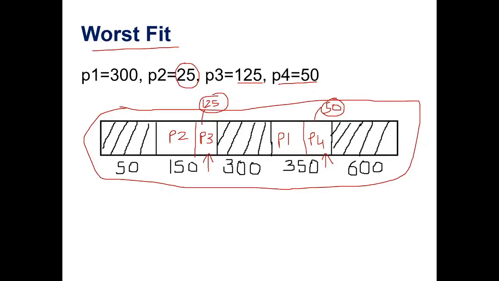In worst fit we have allocated all the processes, and in first fit we have also allocated all the processes, but in best fit we were not able to allocate the last process, that is P4.